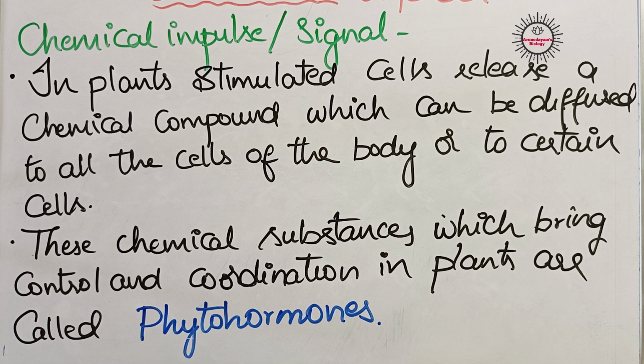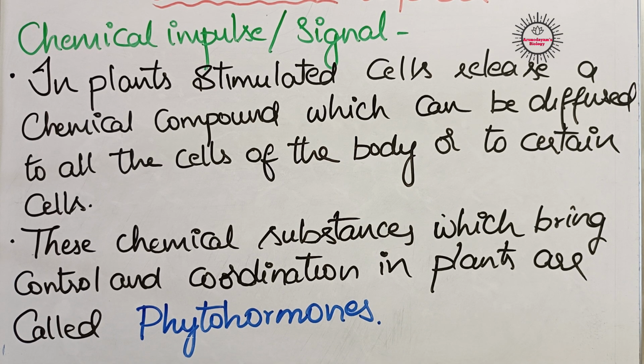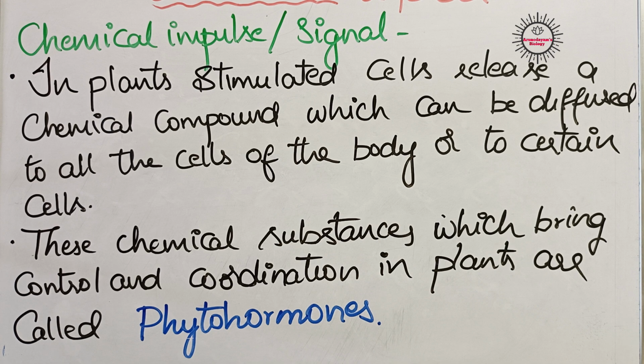Actually we started this lesson with a note that control and coordination in our body is brought by nervous tissue, that means by brain, spinal cord and nerves. But it has some drawbacks, no? So we have some other source of coordination also, that is chemical substances.